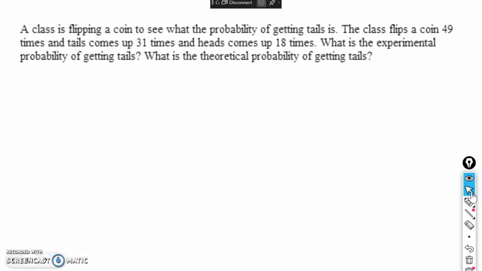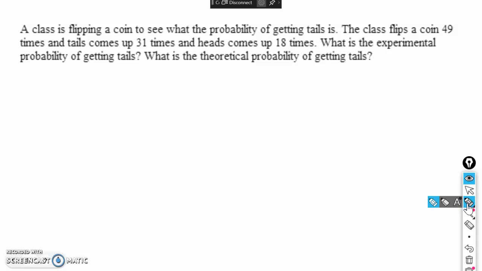A class is flipping a coin to see what the probability of getting tails is. Keep in mind when we flip a coin, one side is heads and one side is tails. The class flips a coin 49 times and tails comes up 31 times and heads comes up 18 times. What is the experimental probability of getting heads or tails?